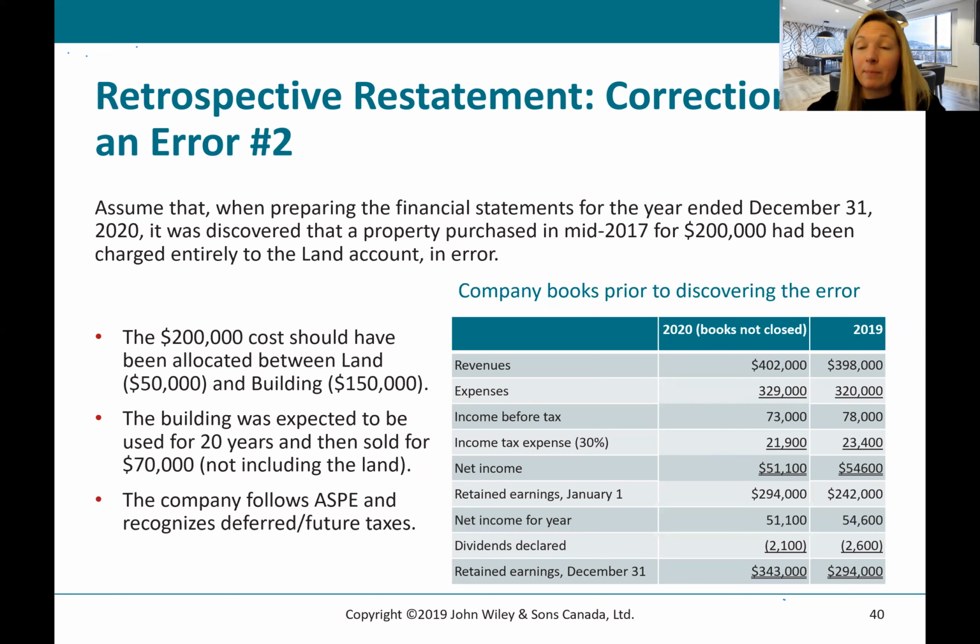All right, here's one more example. So assume that when preparing the financial statements for the year ended December 31st, 2020, it was discovered that a property purchased in mid-2017 for $200,000 had been charged entirely to the land account in error. And of course, we know we don't depreciate land, so we haven't been depreciating this property either. So the $200,000 cost should have been allocated between land, which should have been $50,000, and the building should have been $150,000. The building was expected to be used for 20 years and then sold for $70,000. The company follows ASPE and recognizes future income taxes.